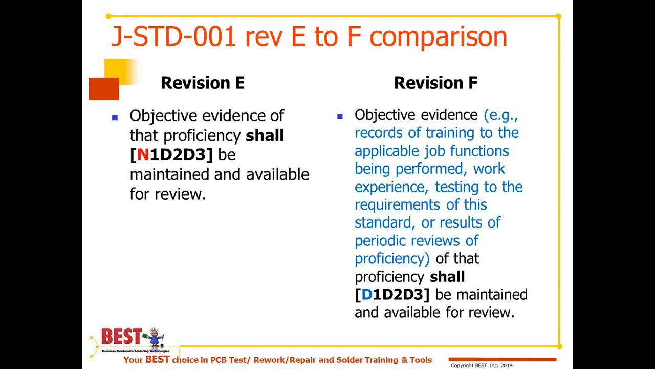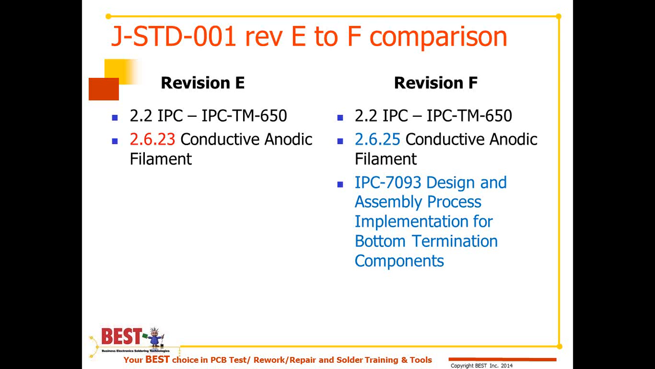It goes on to say that objective evidence is records of training to the applicable job function being performed, work experience, testing to the requirements of this standard. These are all how we identify objective evidence. Also changed for Class 1 again, it's a defect if we don't have objective evidence available for review.